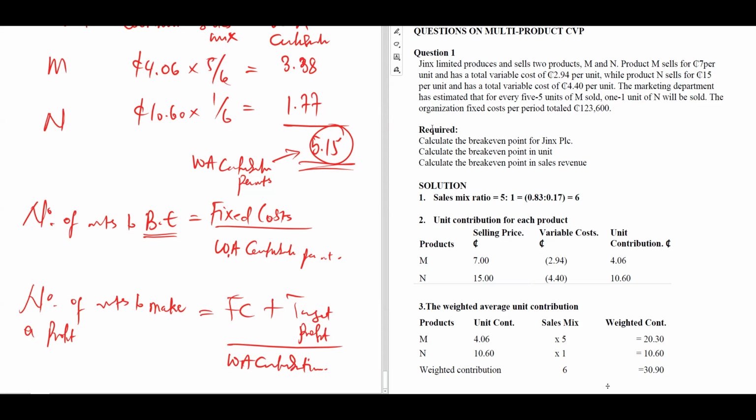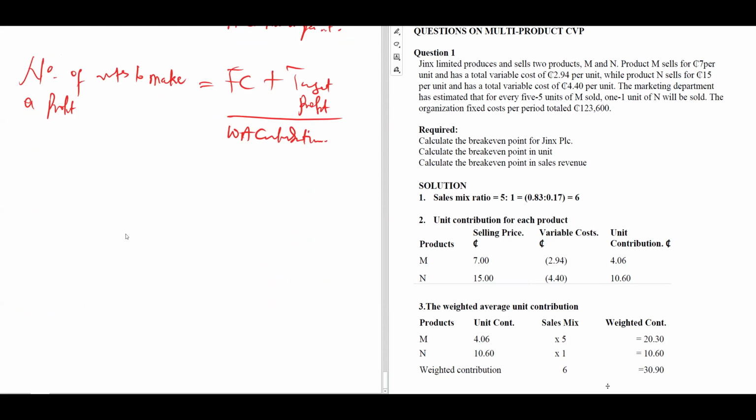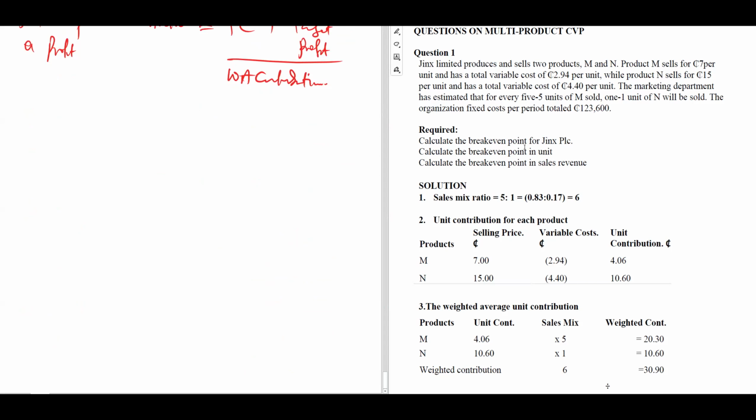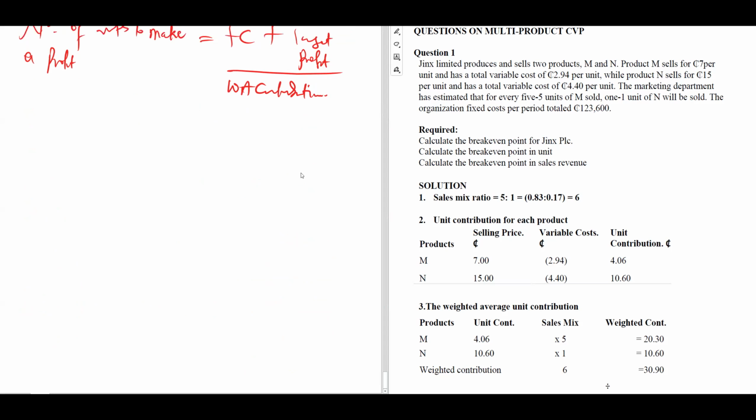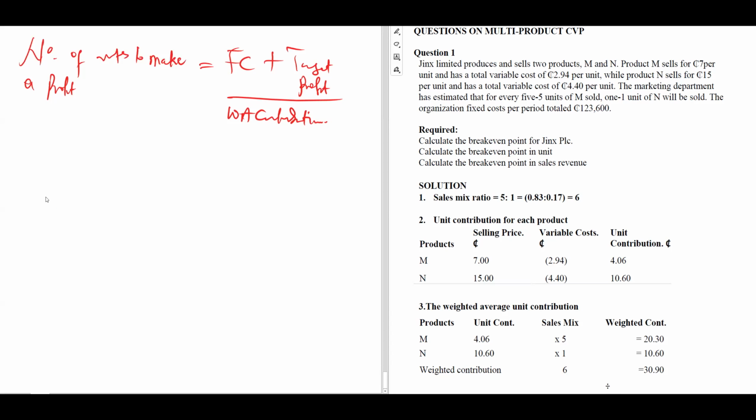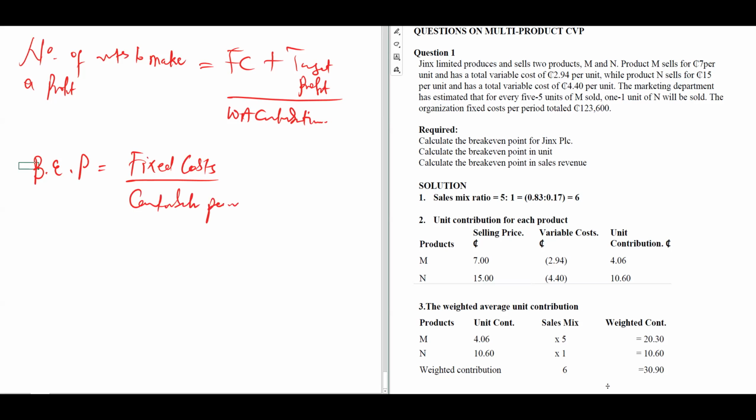Yes, sir. Okay. So the next question they asked was to calculate the break-even point for Jinx. So what's the break-even point? We already know the break-even point. It is in units, right? So that gives us our fixed costs over our contribution per unit, right? And per this question, it told us that fixed cost was what?